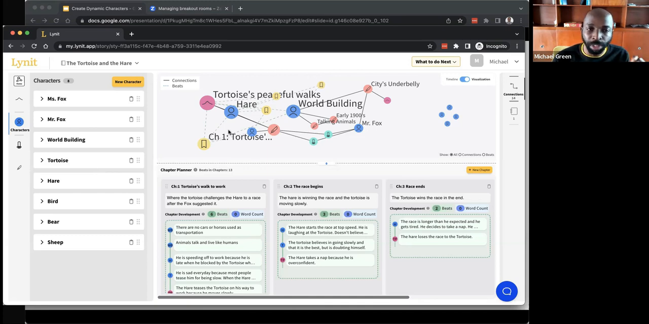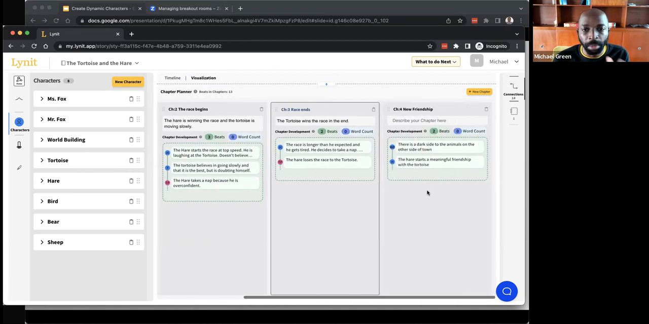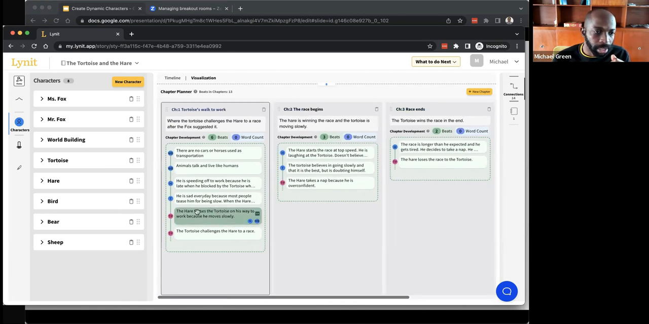That gives you a high-level view of the relationships between your elements. For example, this arc of the tortoise's peaceful walk has some beats in chapter 1, so it's progressing in chapter 1. And you can see it down here in the chapter planner: the hare and the tortoise's peaceful walks have beats that have been added to the different chapters. This is how you can plan how your beats play out.